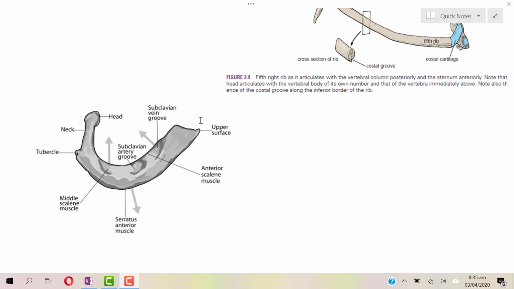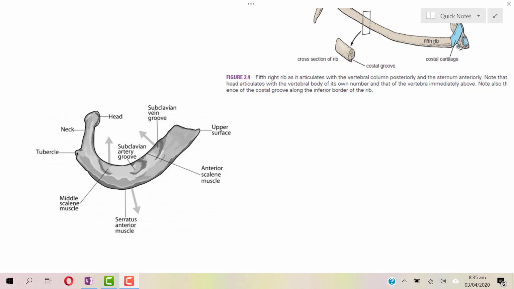Again I will repeat, this is the anterior end, which is large and pitted. This is the posterior end, which is pointed. This is the inner border. The outer border is convex. This is the superior surface, and on it we have grooves. This is the anterior groove because it is closer to the anterior end; this groove is for the subclavian vein. Then there is the posterior groove because it is closer to the posterior end; this is for the subclavian artery.